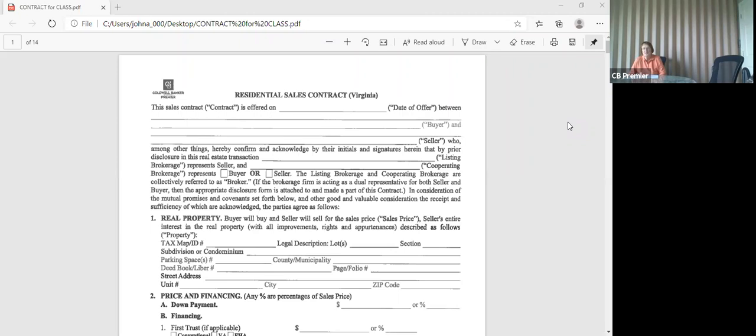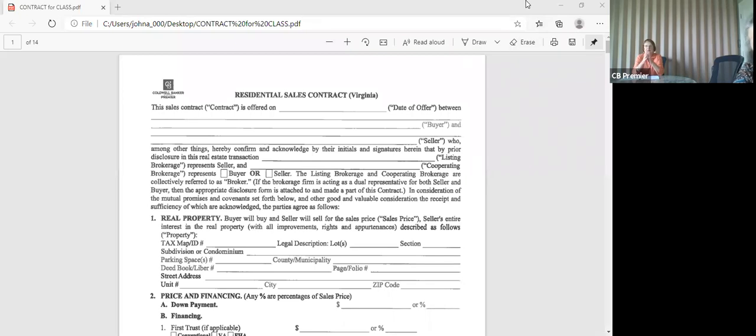To first start out, the difference between a contract and an offer. There are times agents will say to you, oh, I'm bringing you a contract. Well, it's not really a contract, it's an offer, okay? And when you write the offer, this is so important. First of all, we start out, what date is it offered on? That's pretty self-explanatory. And then you have your buyer and your seller.